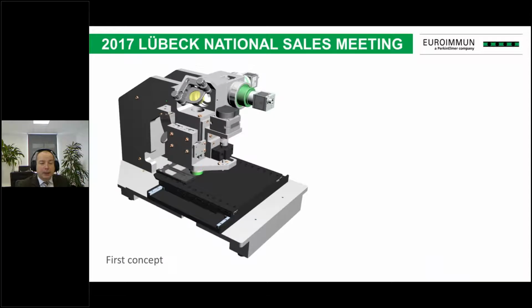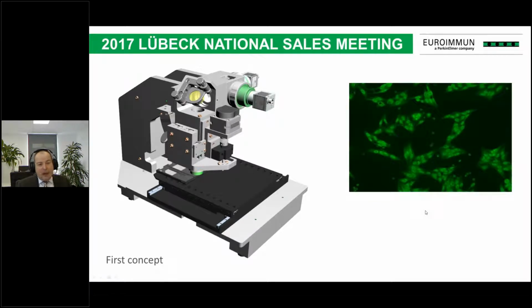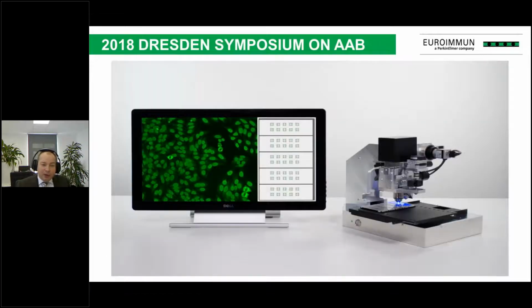And 1 year later, 2017, at the National Sales Meeting in Lübeck, the first concept for the new microscope was presented. This microscope looks like a 3D drawing, but the images obtained with this prototype impressed with their brilliance and sharpness. 1 year later, 2018, during the symposium on autoantibodies in Dresden, Saxony, we were able to present a poster presentation with a video showing how fast and well the system works.